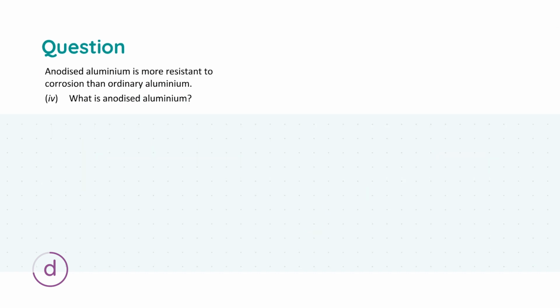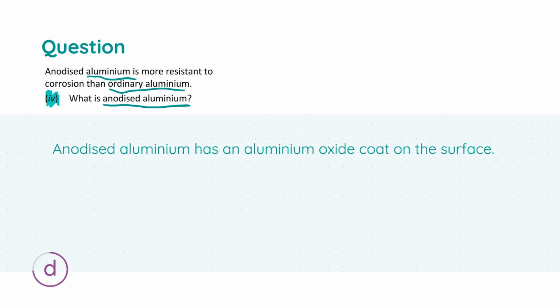So moving now on to part 4 here, we're going to be asked a question about anodized aluminium. In this case, we're being told that it is more resistant to corrosion than just standard aluminium. And then we're being asked, what is anodized aluminium? So yet again, this is just going to be a straightforward definition. Anodized aluminium is not too dissimilar from the process of galvanizing something, because it protects the metal a little bit more from corrosion and the outside elements.